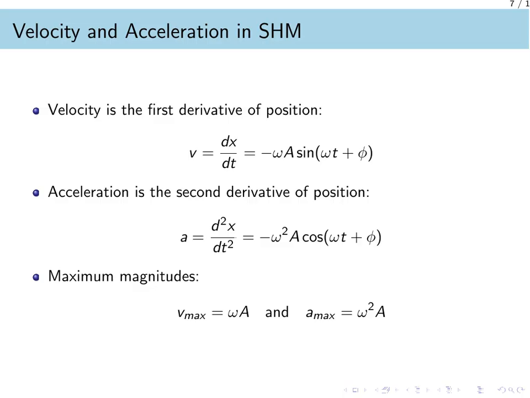The acceleration a is the second derivative, which equals negative omega squared times the amplitude A times the cosine of the quantity omega times t plus phi. From these expressions, we can find the maximum possible values for these quantities. The maximum speed is simply the angular frequency omega times the amplitude A. Similarly, the maximum magnitude of acceleration is the square of the angular frequency, omega squared, times the amplitude A.